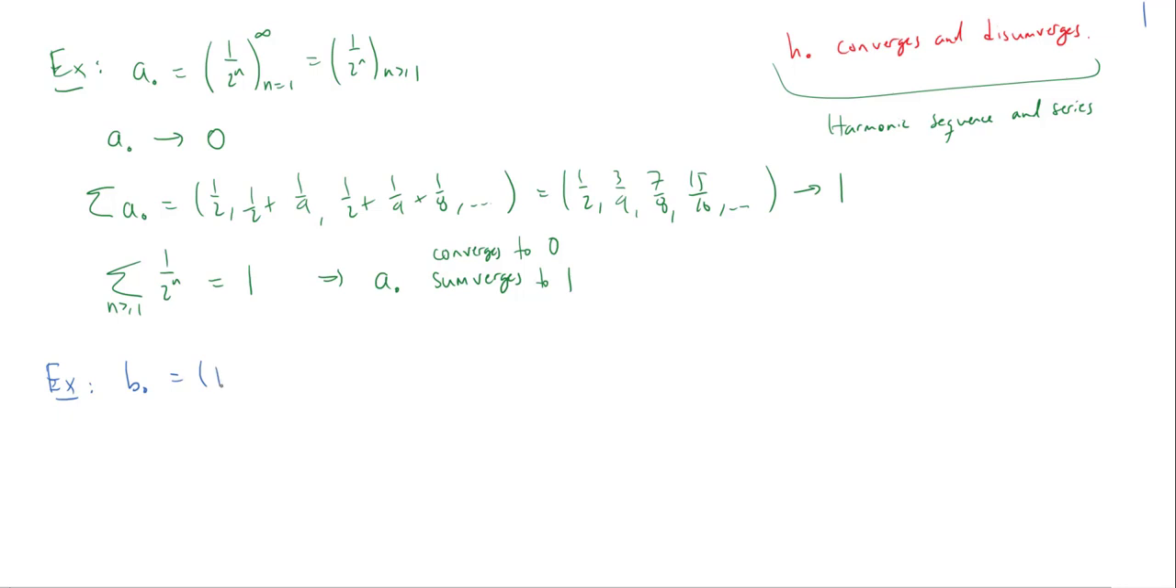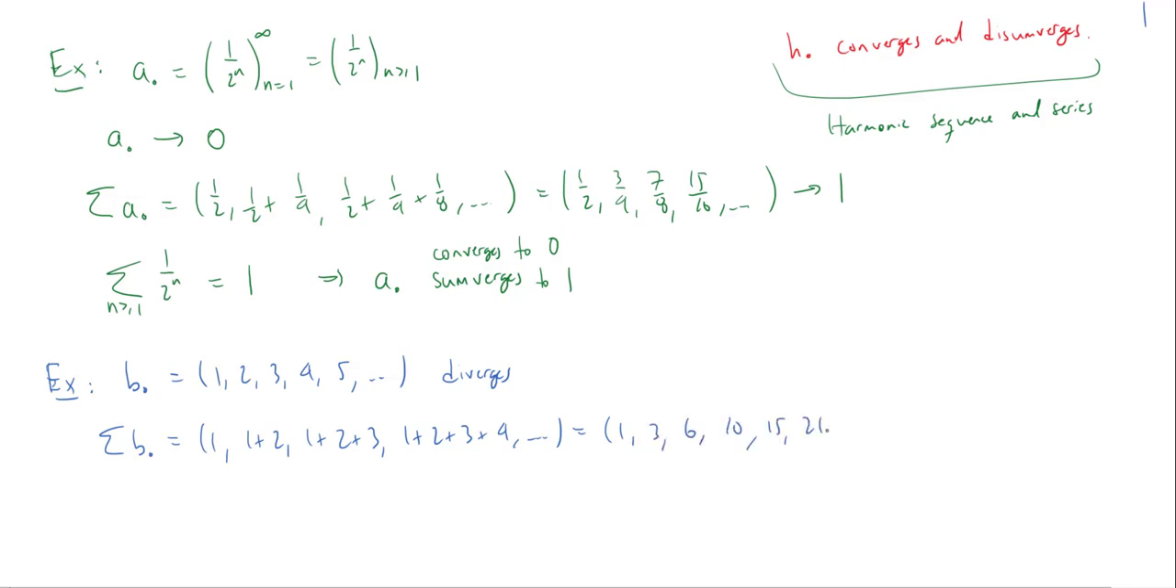So let's look at the sequence 1, 2, 3, 4, 5, etc. So we already know that this sequence diverges. All right, so what happens then to the sum sequence? So this would look like 1, 1 plus 2, 1 plus 2 plus 3, 1 plus 2 plus 3 plus 4, etc. So we get 1, 3, 6, 10, 15, 21, etc. So two things. Number one, these are actually interesting numbers. These are called triangular numbers.